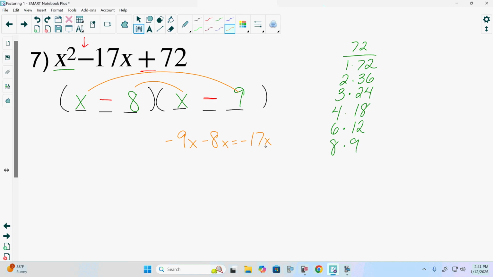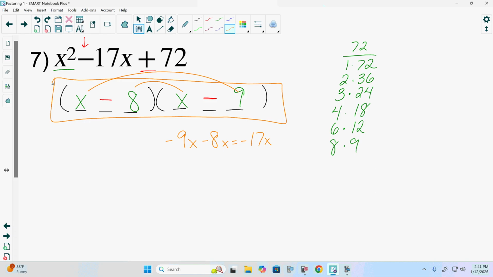Negative 9x minus 8x, negative 9 minus 8 is negative 17. Is that the middle term we wanted? Yes, it is indeed. So x minus 9 times x minus 8 are the correct factors. Questions on this here? Questions on anything we've done so far?